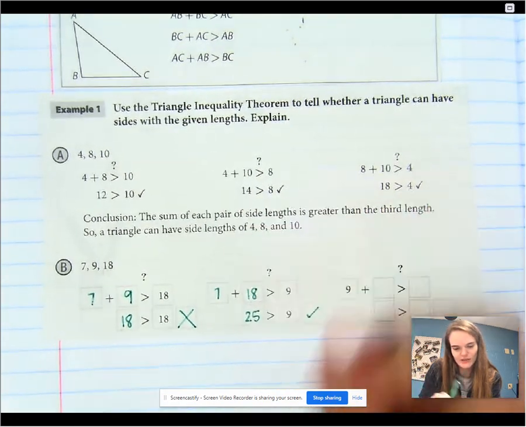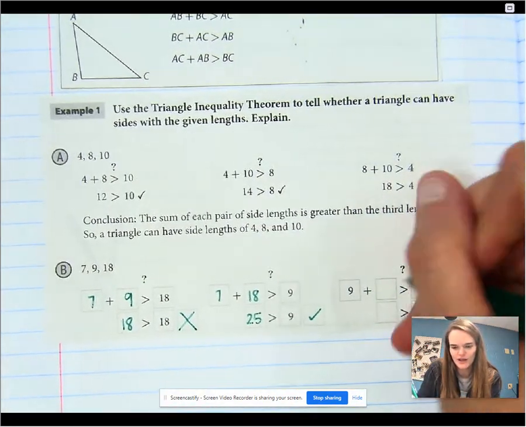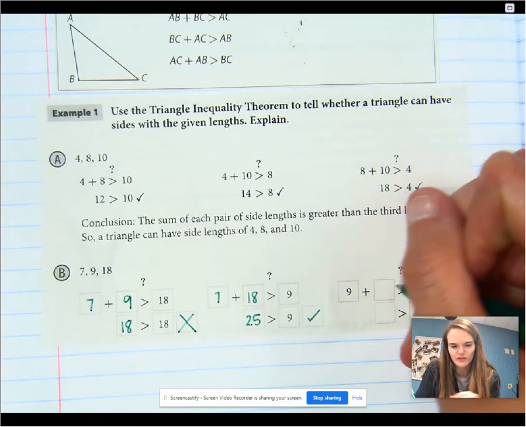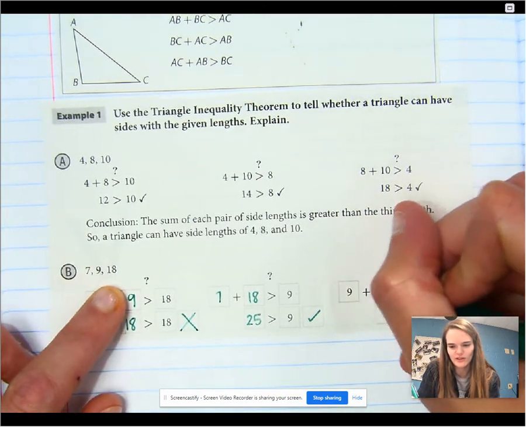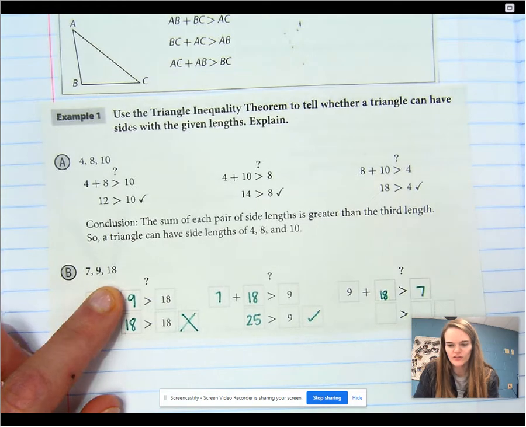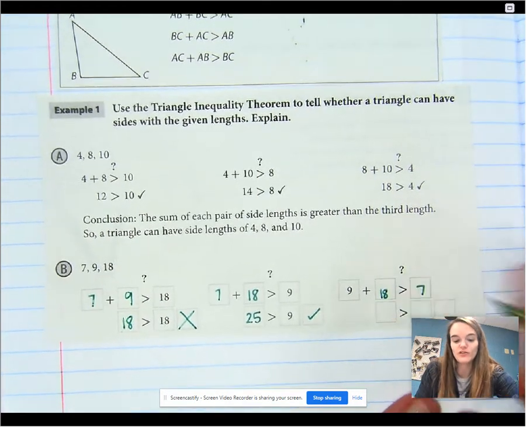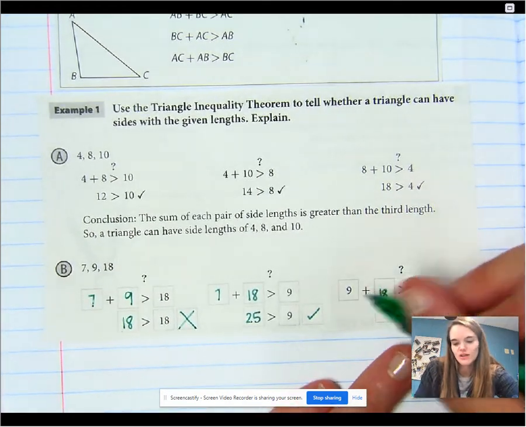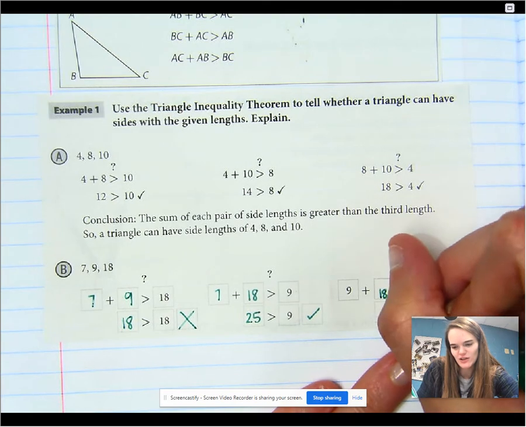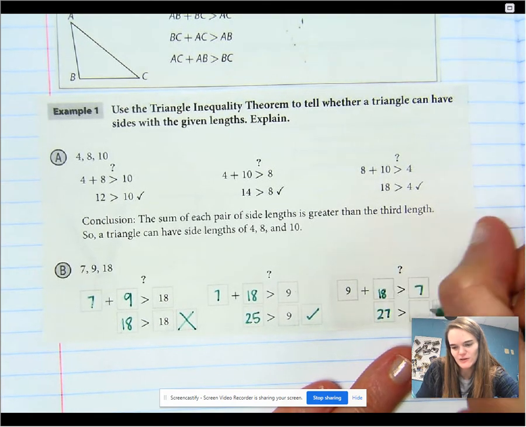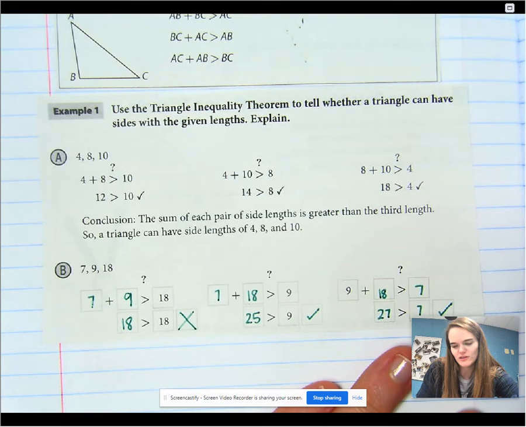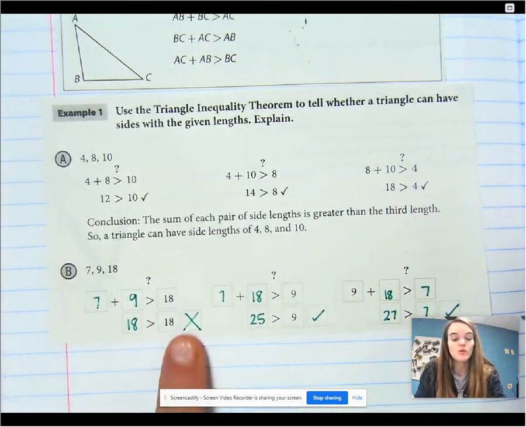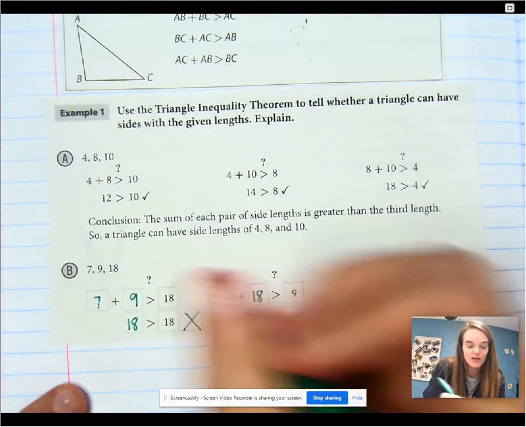25 is greater than 9. Doesn't matter, though. Okay, then 9 plus, we've already done 7, so 9 plus 18, is that greater than 7? Since 18 is greater than 7, of course it is, but 9 plus 18 is 27. 27 is greater than 7. That's all well and good, but if I have one that is not greater, it cannot.